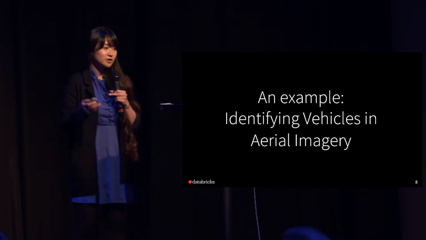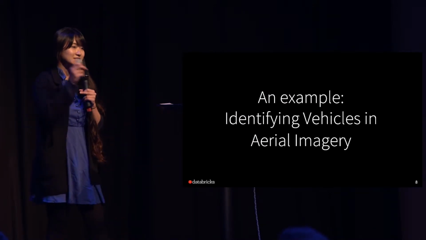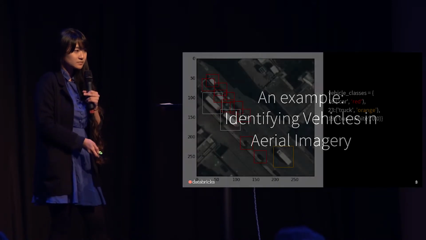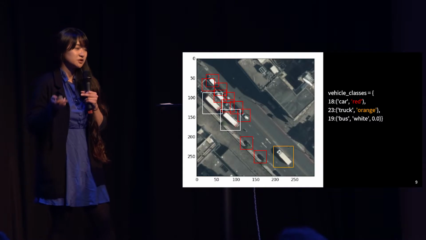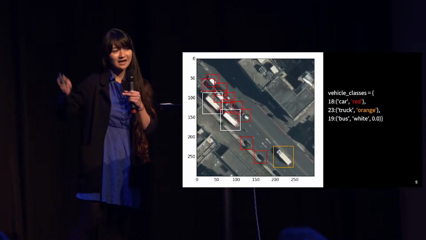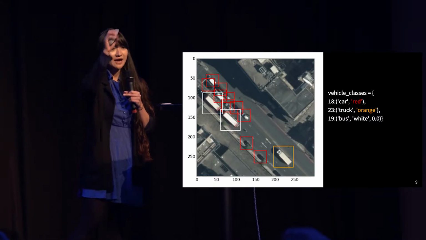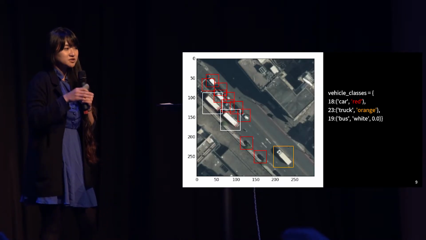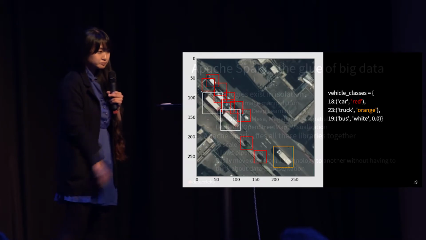So we're going to look at an example of how we can identify vehicles in satellite images. And it kind of looks like this. So we have JPEG images that kind of look like that, and we're going to try and pick out the buses, cars, and trucks, and we'll try to do some data science out of that.